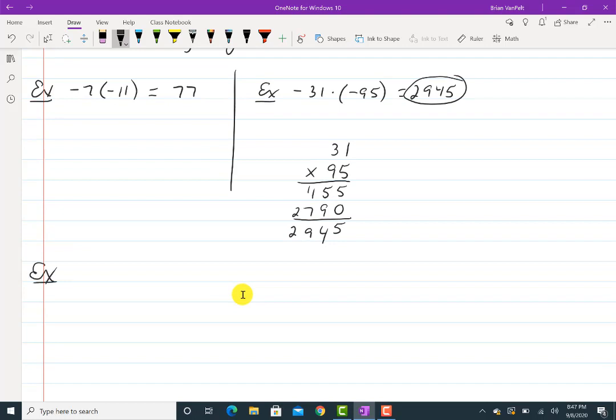Let's do 3 times negative 5 times negative 2. Now, according to the order of operations, when you have back-to-back things that are of the same order, you go from left to right. So since I'm doing multiplication here and here, that means I'm going to go from left to right. So I'm going to do 3 times negative 5 first and get negative 15. And then a negative times a negative is positive. I end up with positive 30.